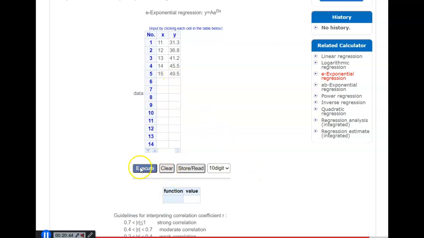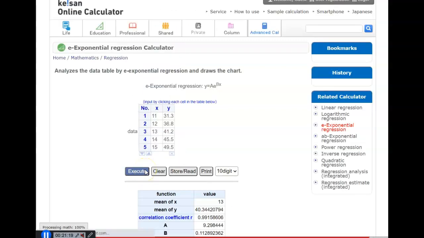And now I'm gonna press where it says execute. Actually, before I press it, we are in the e exponential regression. There's another type of exponential regression where, instead of e, we will have the base b, and then a will be just a constant, not being raised to the exponent, only b. So we could do either way, but I'm just gonna try to stick to the one that we have in the book. And so I press that.